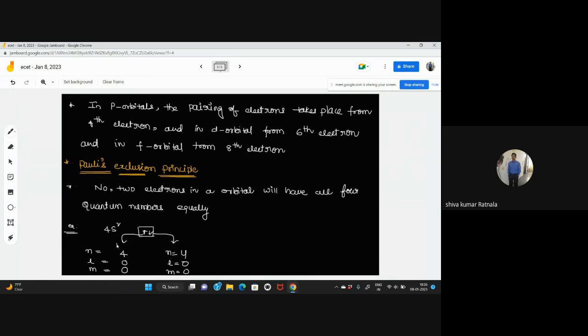for first electron, let me take this is first electron, second electron. For first electron, S equal to what? It is clockwise direction, so that plus half. And for second electron in the same orbital, spin quantum number equal to minus half. Now see, if you observe clearly, n value, L value, M value same, but whereas S value, we got difference, right? That only he is saying that. So no two electrons will have all four quantum numbers equally.